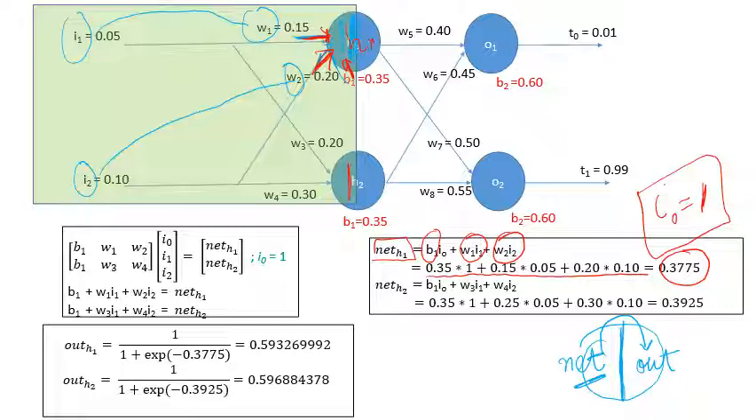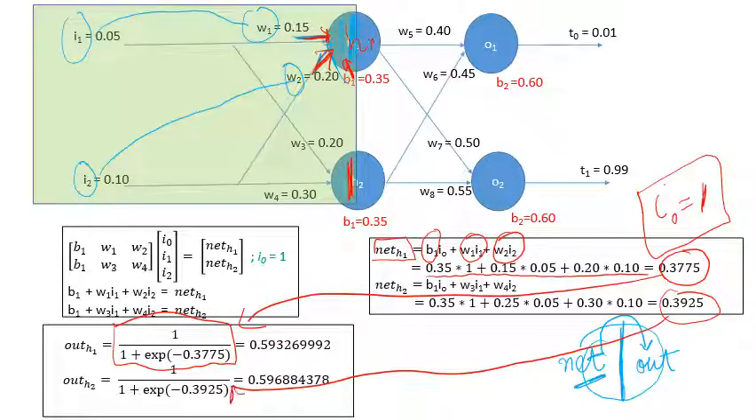Similarly, I calculate the net input for h2 here. After I get the net input for both the nodes, we just apply a sigmoid function for this input here and for this input as well. So for both nodes, we apply a sigmoid function and we get some value as the output of the node. So these are the values after applying a sigmoid function to this net input. We say that these are the outputs of these nodes.